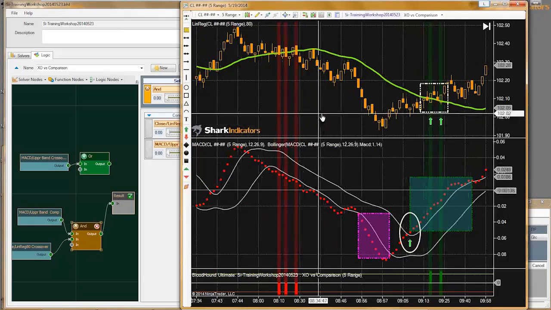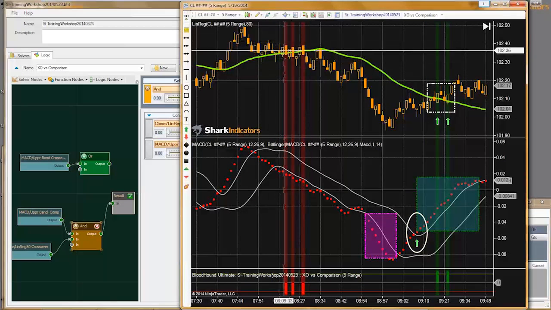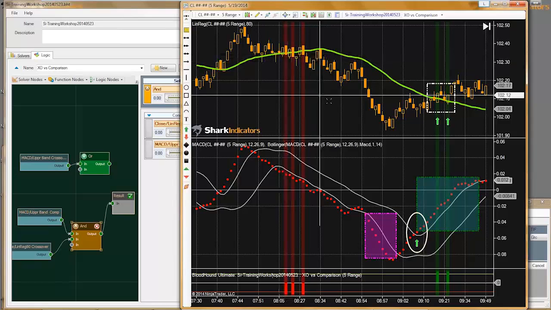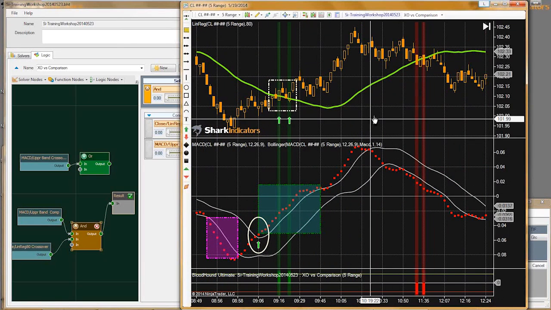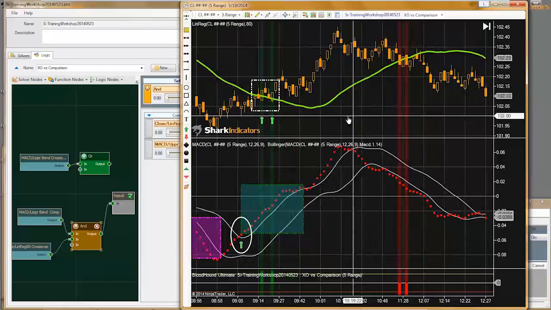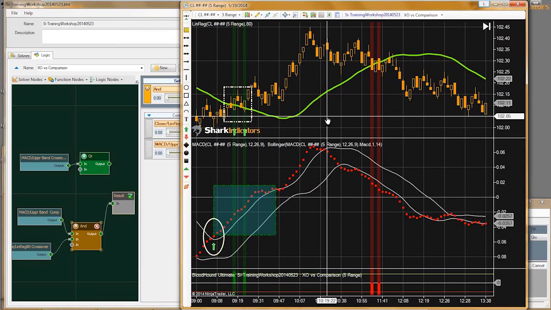So, and yeah, here's some other examples going into a short, right? So who knows if this is any good. I wouldn't trust it, but I guess it would be fun just for you guys to practice this, put it together and backtest it. It's good practice.